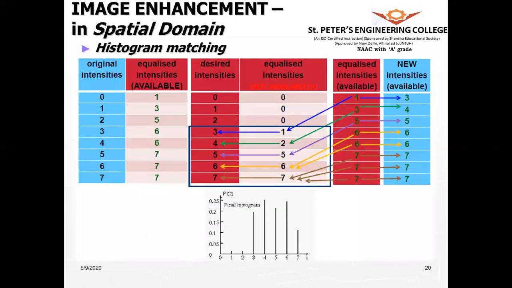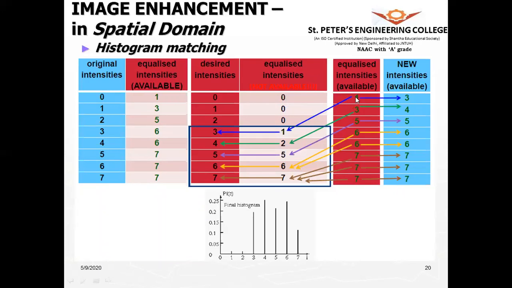Next, in the next step, we have these two now. This is the desired intensity and this is the normalized intensity. So how we perform the new mapping is that, this is what we have obtained from the previous histogram equalization, and this is the result we have obtained from the desired, right? So we have to map this.